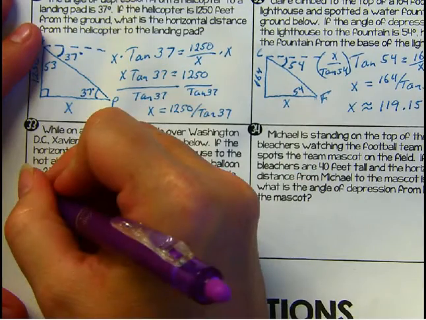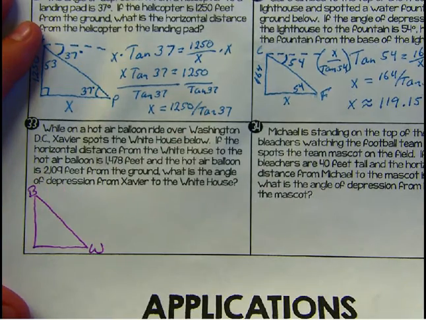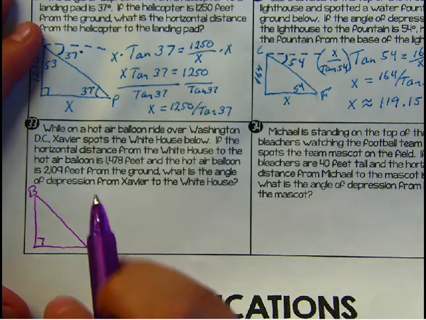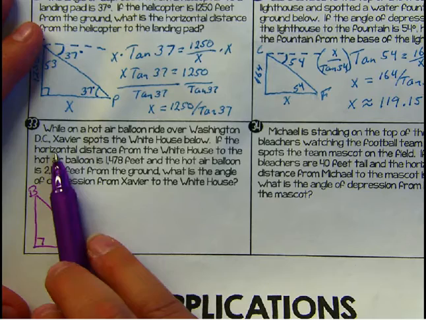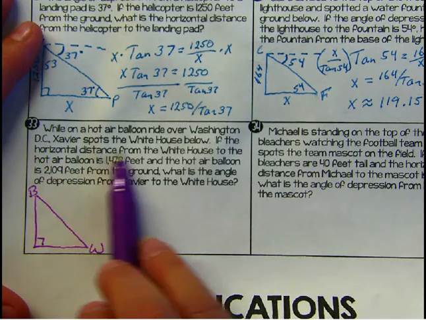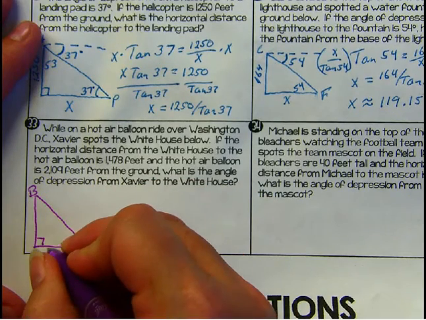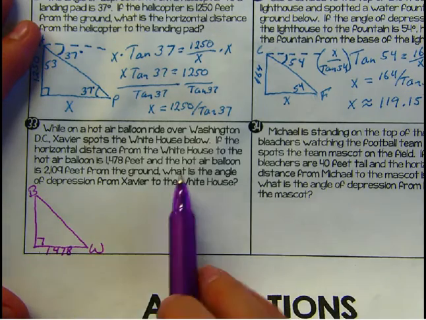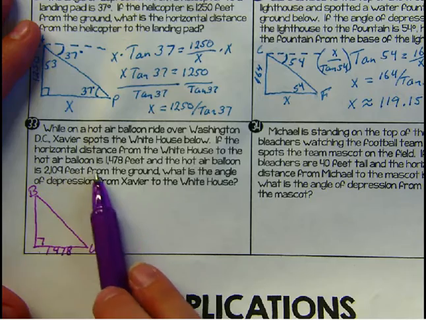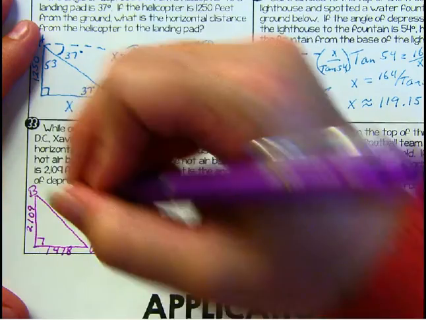Okay, so we have Xavier in the balloon, and the White House is down at the bottom. We know the hot air balloon is... sorry, I was just reading here again: the horizontal distance from the White House to the hot air balloon, so that's this piece down here on the bottom, is 1,478 feet. And then the hot air balloon itself is 2,109 feet from the ground, so that's going to go on the left. So 2,109 feet goes on the left.